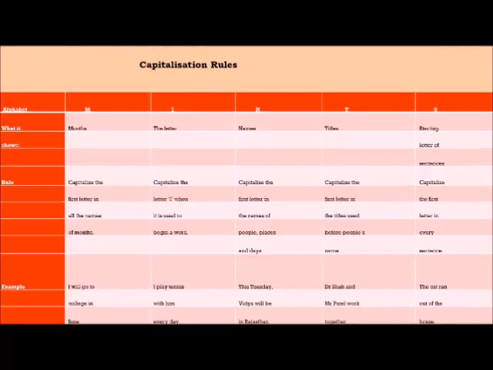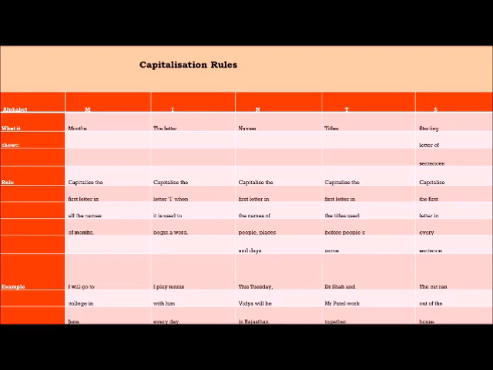In the next slide, we will learn about capitalization rules. We know that all sentences begin with capital letters. It is easy to understand what to capitalize if we remember the word MINTS. MINTS is a set of rules that help us capitalize words correctly, as each letter in the word MINTS refers to one capitalization rule.